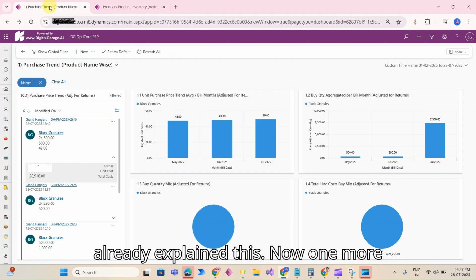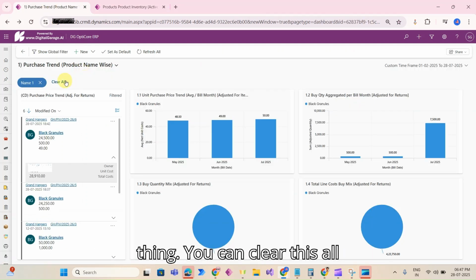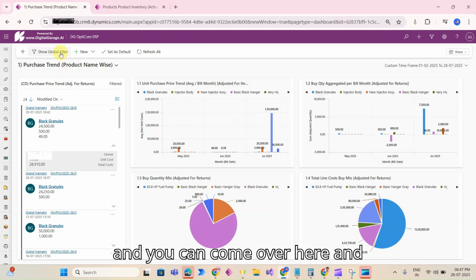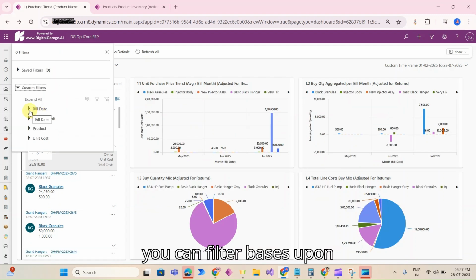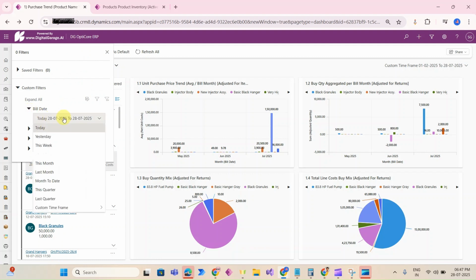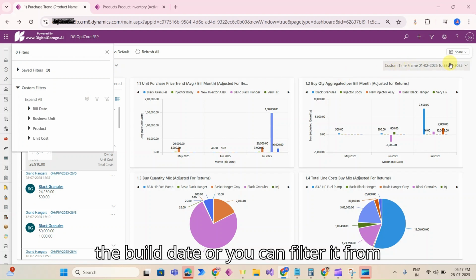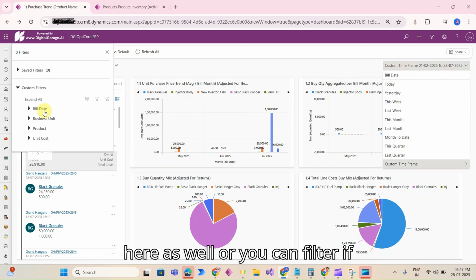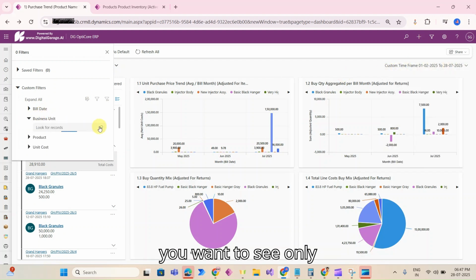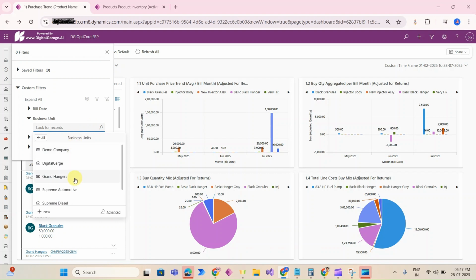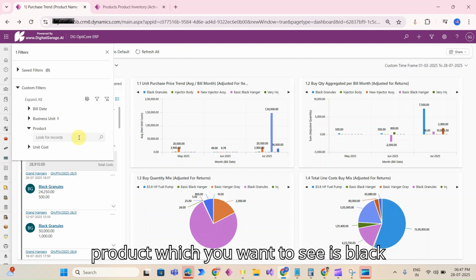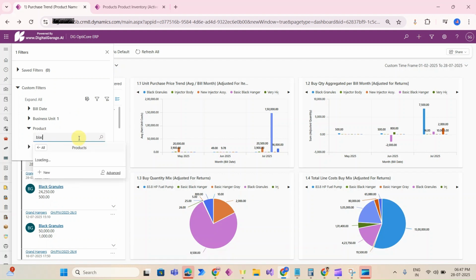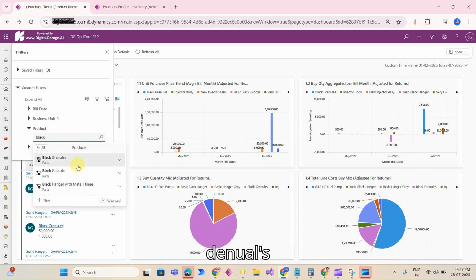explained this. Now one more thing, you can clear this all, and you can come over here, and you can filter based upon the bill date, or you can filter it from here as well, or you can filter if you want to see only Grand Hangers, and this product which you want to see is black granules.